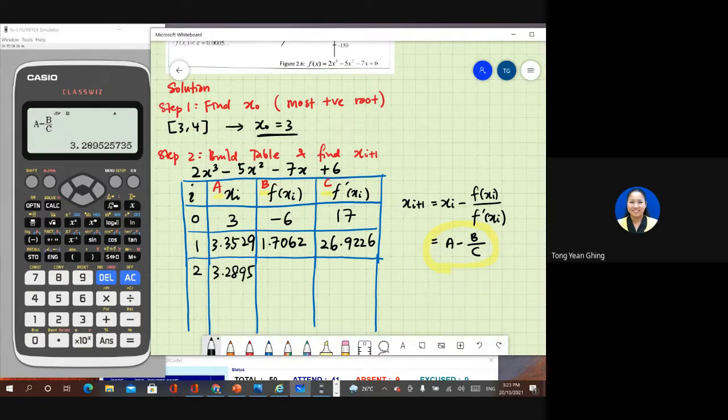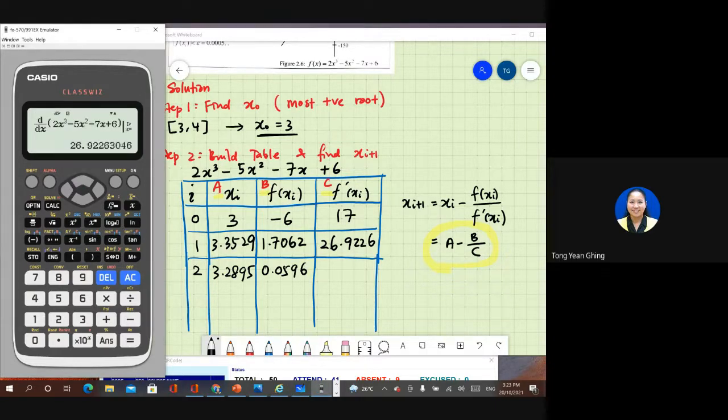Okay, then we get 3.2895. And then find the value of f(x) when x is 3.2895. We get 0.0596. Cannot stop yet. It is not yet smaller than epsilon. Okay, so we have to continue.